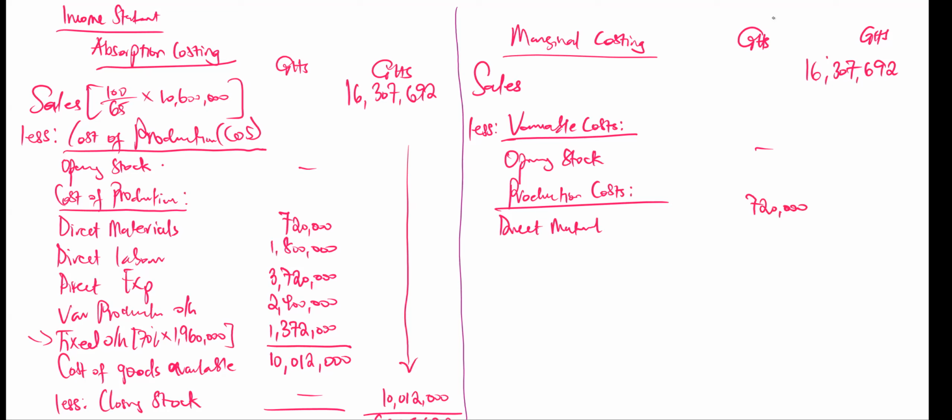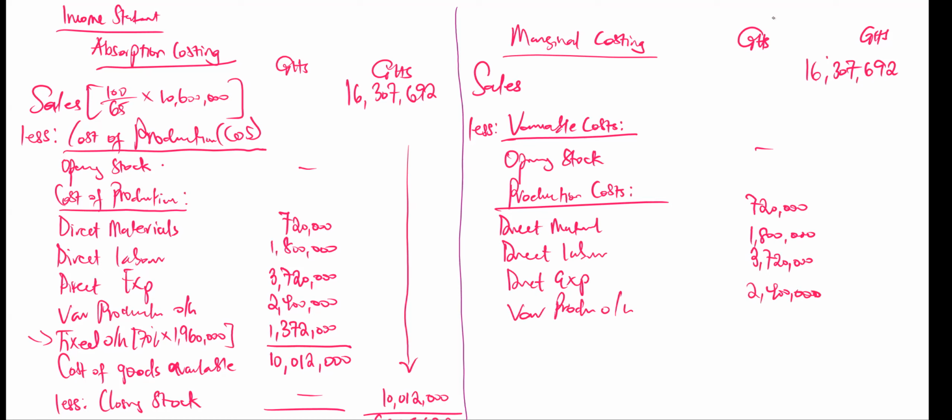So direct material is variable. We know that 720,000. Direct labor, also variable, 1.8 million. Direct expenses, also variable. That's 720,000. We have variable production overheads, still variable, 2.4 million. Now fixed costs are fixed. Here only variable costs, so that fixed cost will not be added. So here we add everything up. That gives us 720,000 plus 1.8 million plus 720,000 plus 2.4 million. And that gives us 8,640,000. Okay, and that's our total variable costs of production.